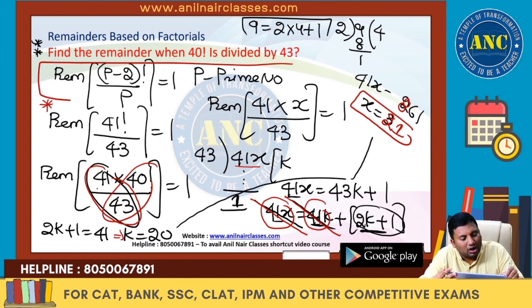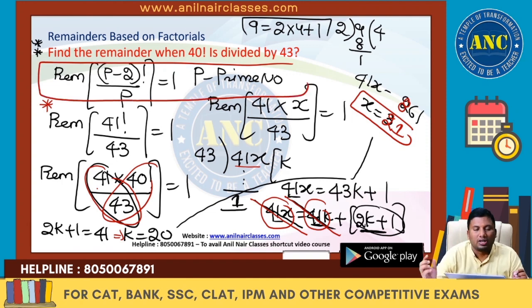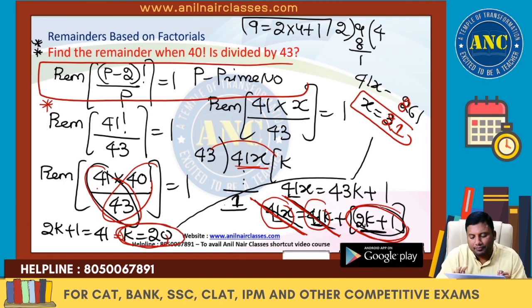There is also a shortcut for that, which we'll discuss. What are the concepts that we used? Dividend is equivalent to divisor into quotient plus remainder. This should be divisible by 41. That means k value is 20. 43 into 20 plus 1 is 861. So x value is 21. Idea clear? I will do one more question. Then I will tell you the shortcut.